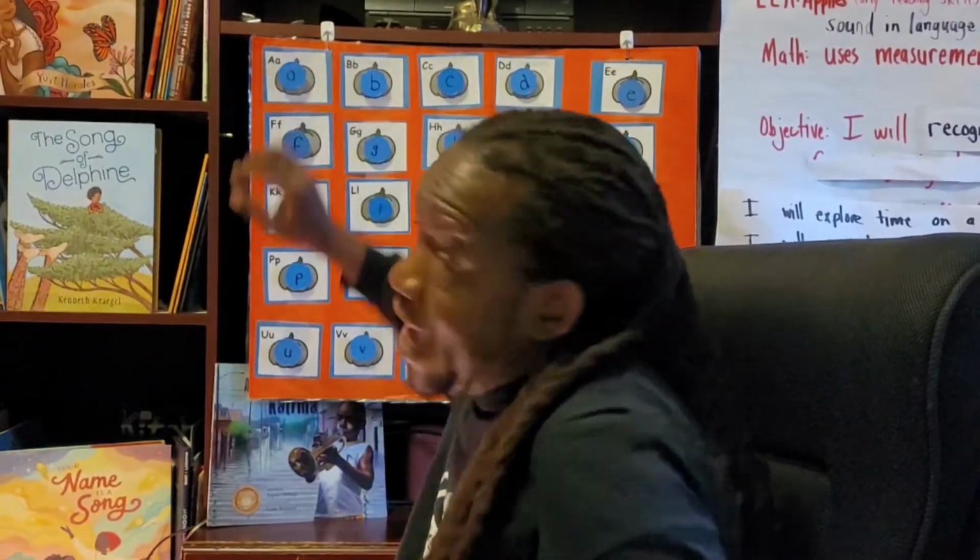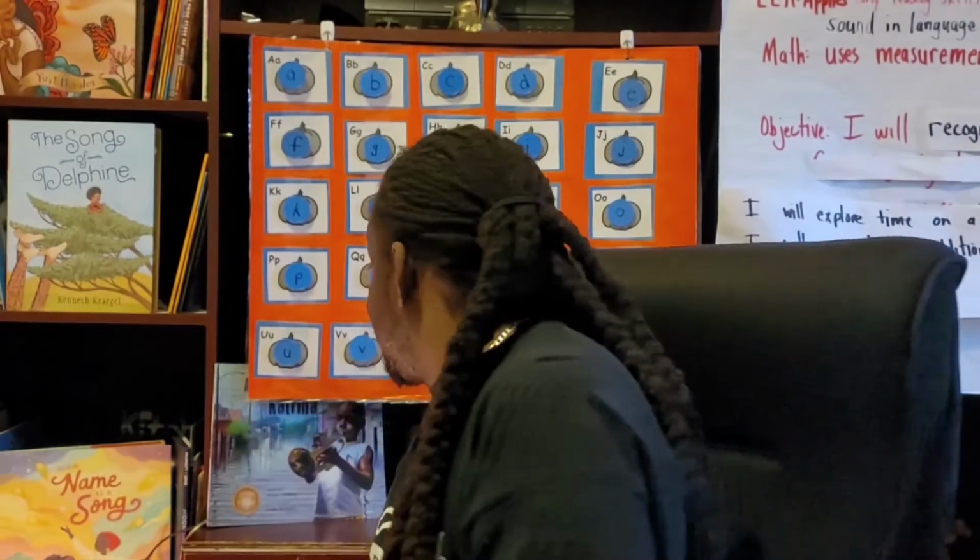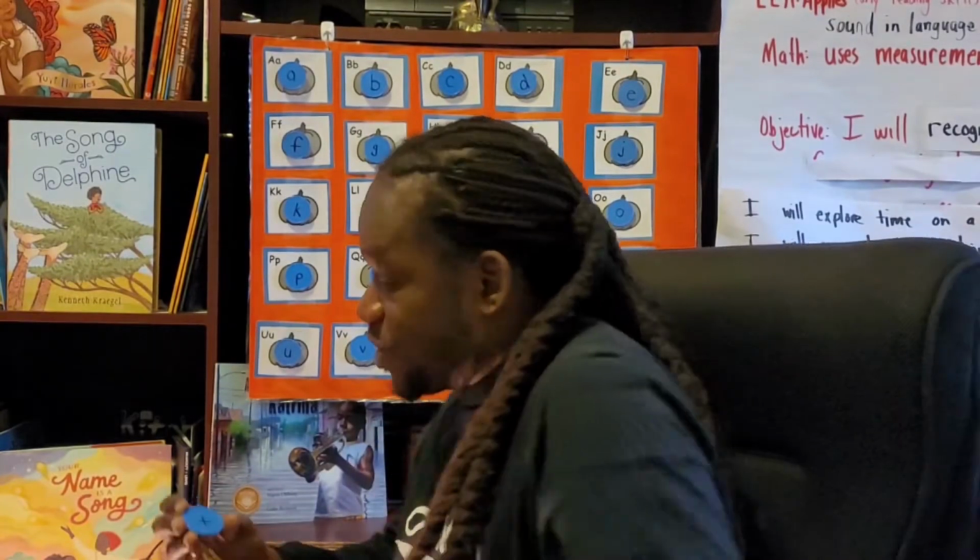Acorn. Apple. Yes. And it should be our last letter. Oh, we're missing one, but that's okay. We'll do that one. This is the X sound. X makes the X sound. Xylophone. What else? X-ray. Fox. Yeah, fox. Yes. Box. Yes.